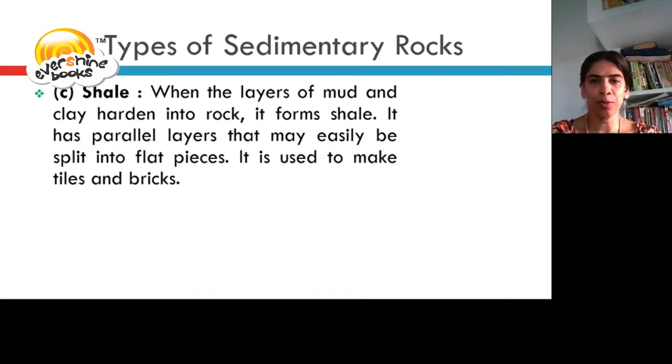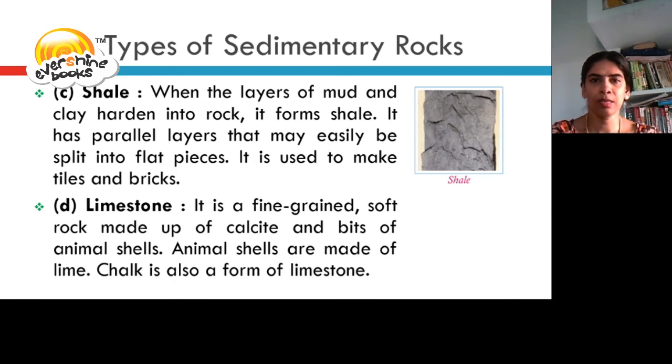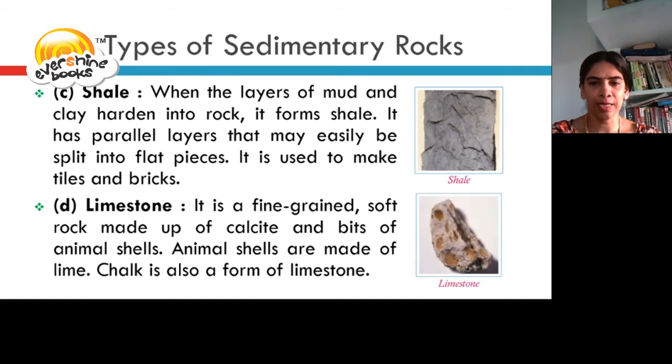The third type of sedimentary rocks is shale. When the layers of mud and clay harden into rock, it forms shale. It has parallel layers that may easily be split into flat pieces. It is used to make tiles and bricks. The last of the types of sedimentary rocks is limestone. It is a fine-grained, soft rock made up of calcite and bits of animal shells. Animal shells are made of lime. Chalk is also a form of limestone.